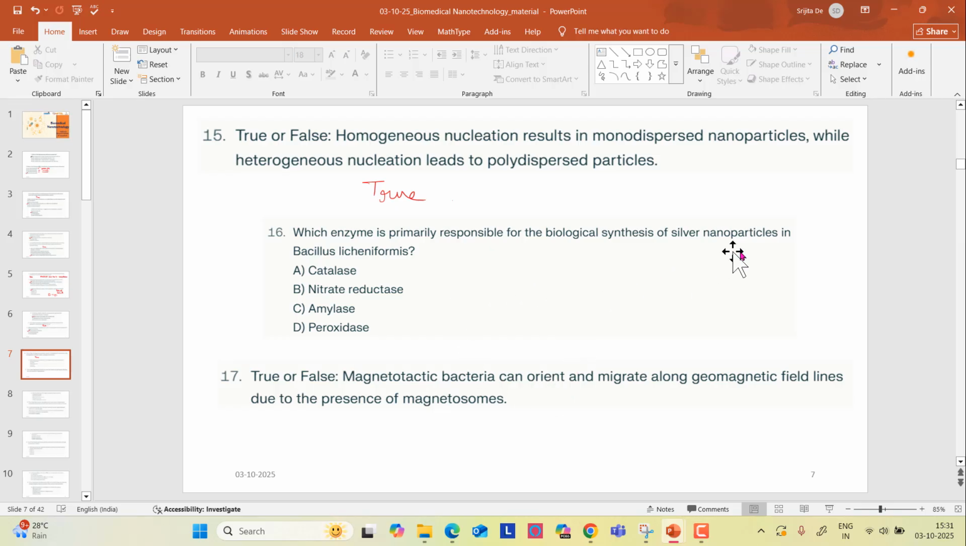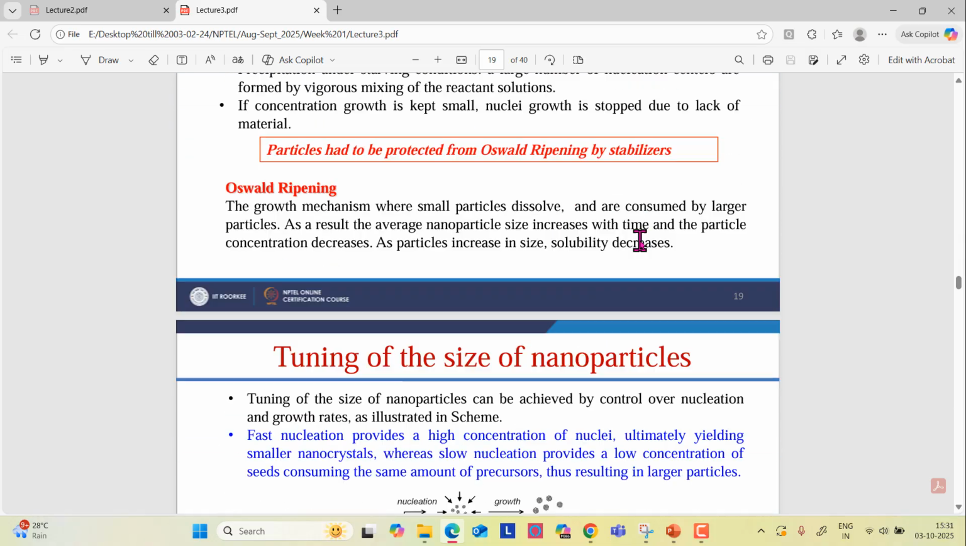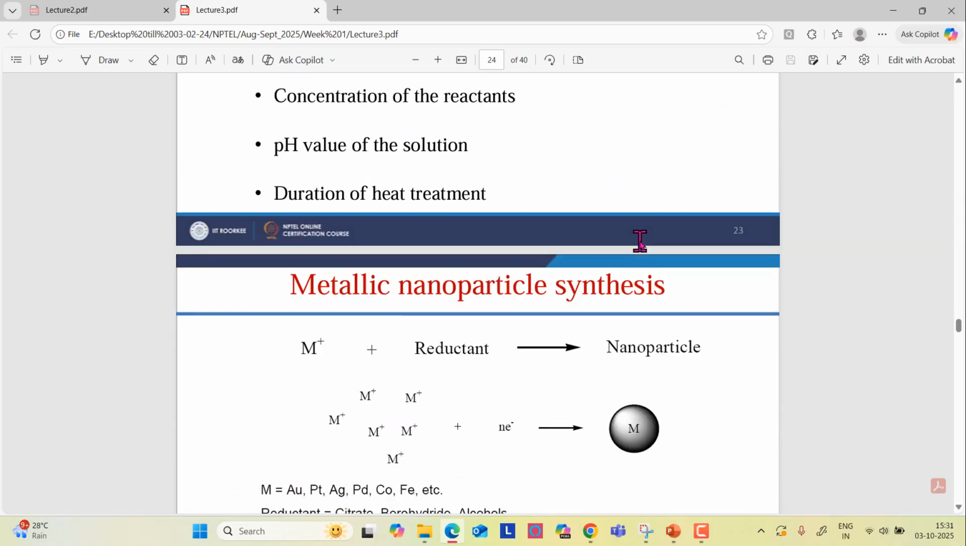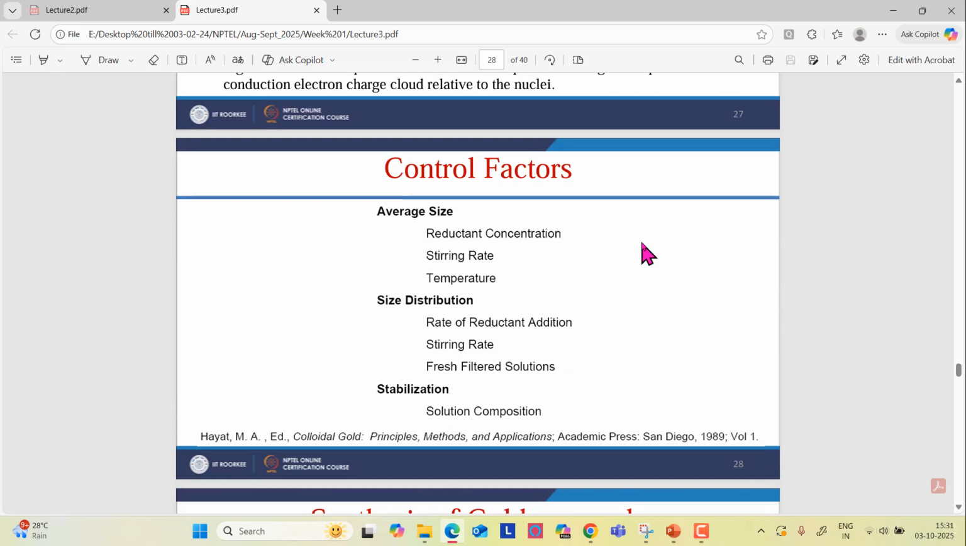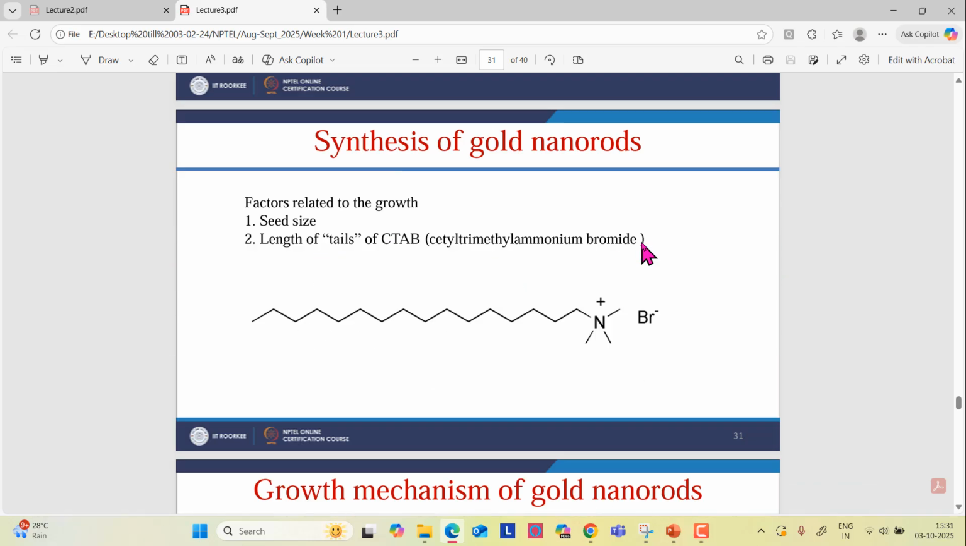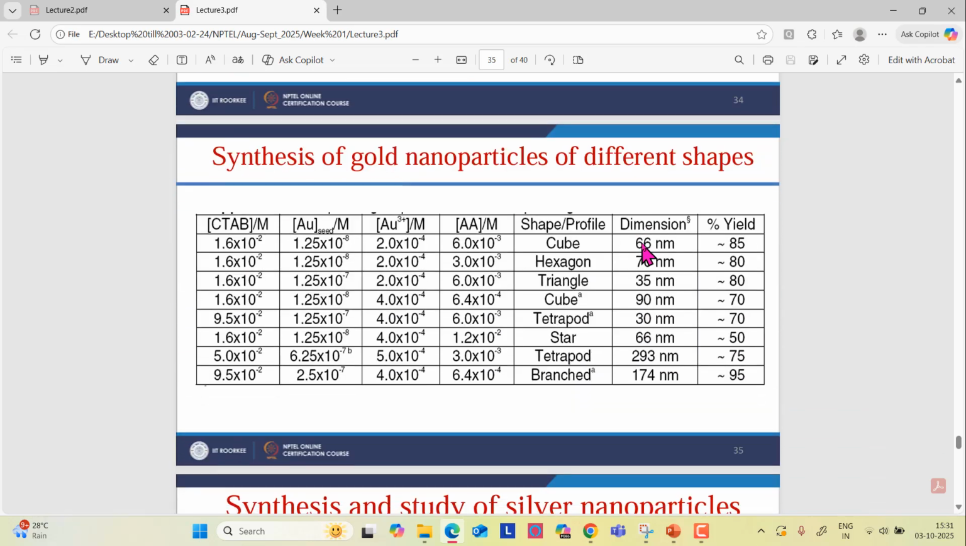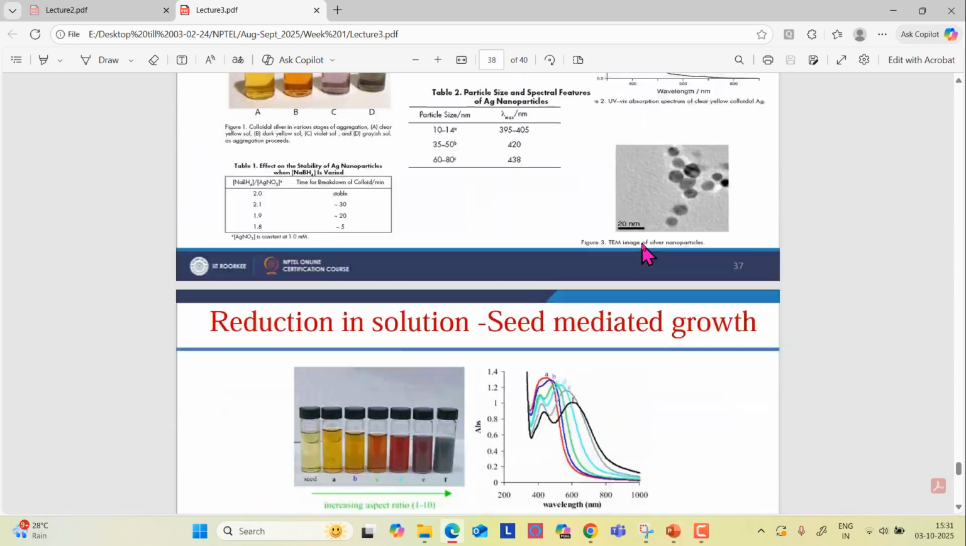So, in the silver nanoparticle synthesis, you can see it here also. In the silver nanoparticle synthesis, silver salt will be required, right? Because in the case of gold nanoparticle synthesis, gold salt is required. That is why similarly, in case of silver nanoparticle synthesis, silver salt is required.